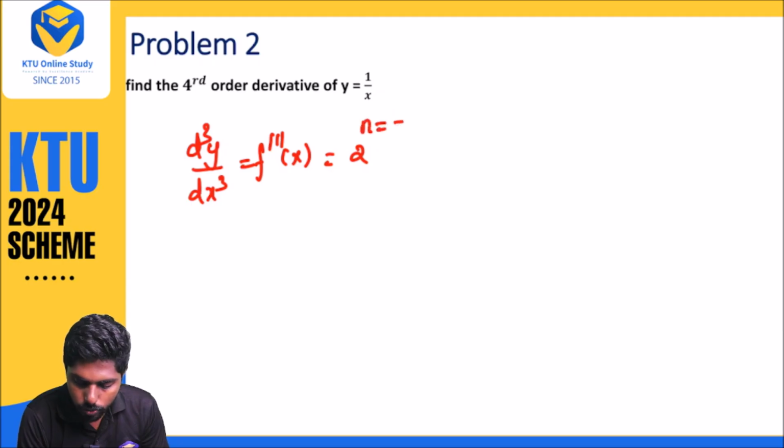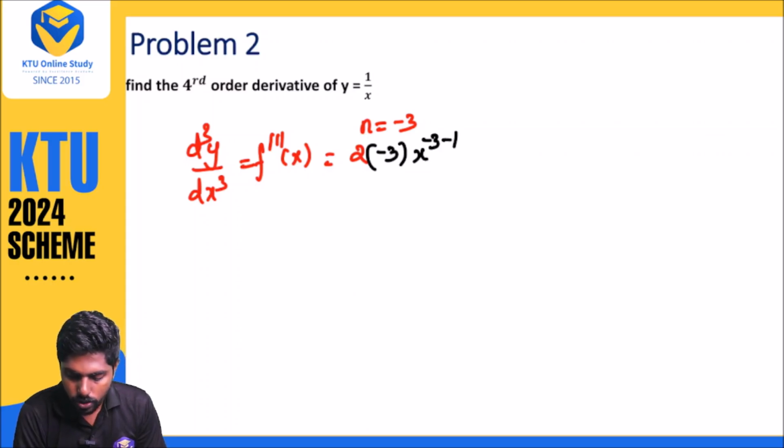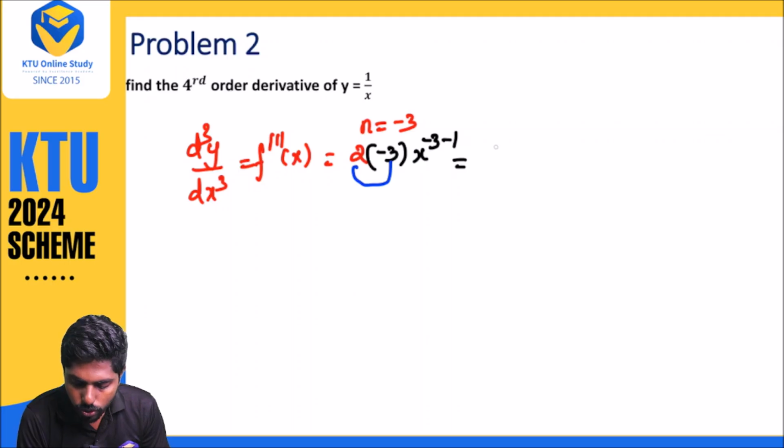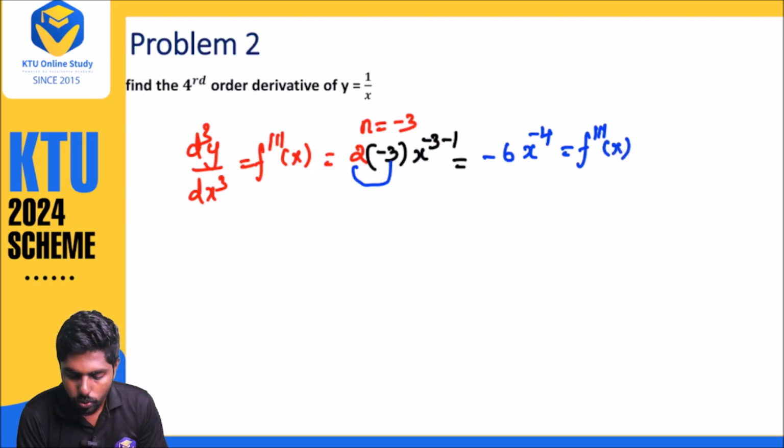Now n equal to minus 3, so the formula becomes n into x power n minus 1, that is minus 3 into x power minus 3 minus 1. So minus 3 into 2 is nothing but minus 6 x power minus 4. This is nothing but f triple dash of x. What is the thing they have asked? Fourth order derivative. So this is equation number 3.